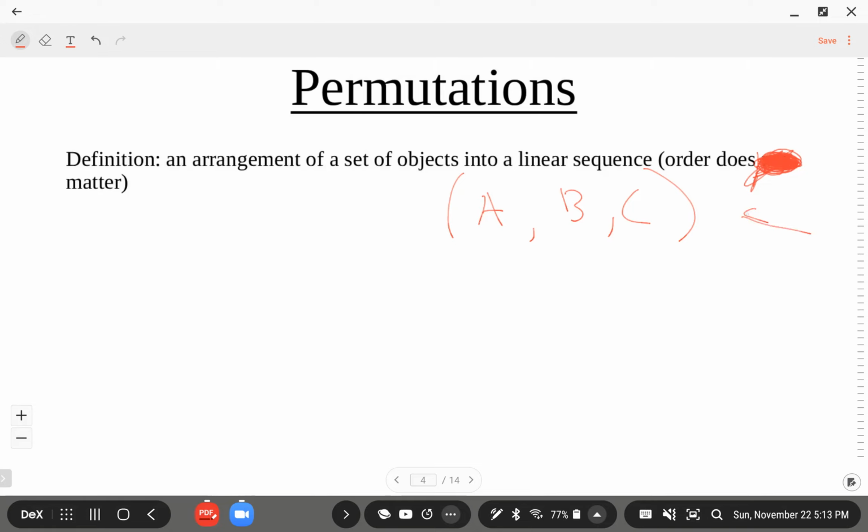An arrangement of ABC would be just ABC, or ACB, or BCA, or something like that. You can list them all, but you should know that this is not the most efficient way to do it. You can't just list all of them.